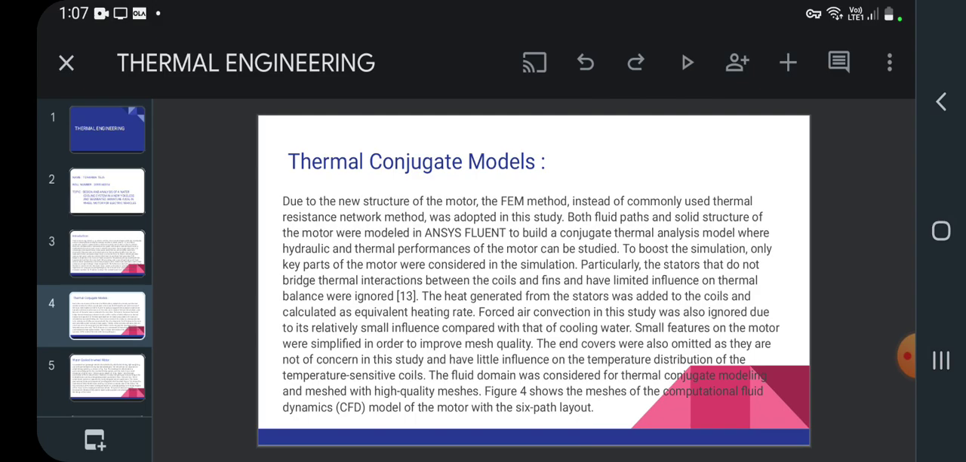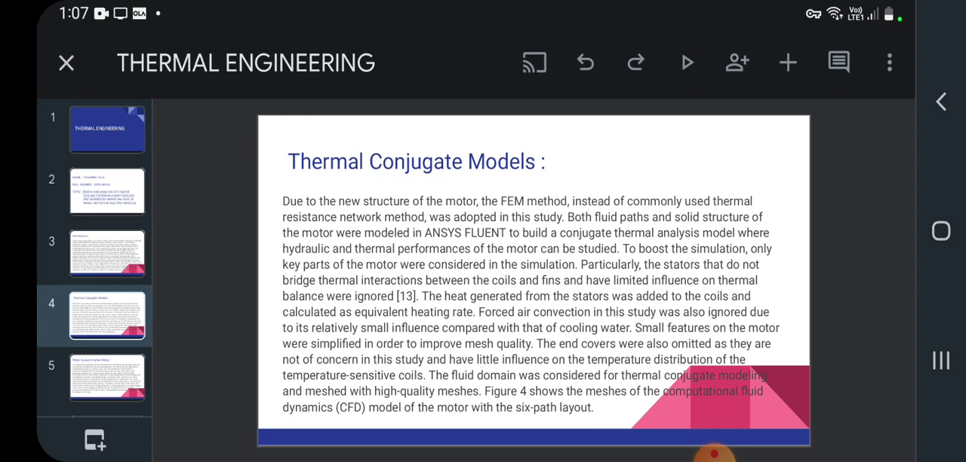Thermal conjugate models. Due to the new structure of the motor, the FEM method was adopted in this study instead of the commonly used thermal resistance network method. Both the fluid parts and solid structure of the motor were modeled in ANSYS Fluent to build a conjugate thermal analysis model where the hydraulic and thermal performance of the motor can be studied.